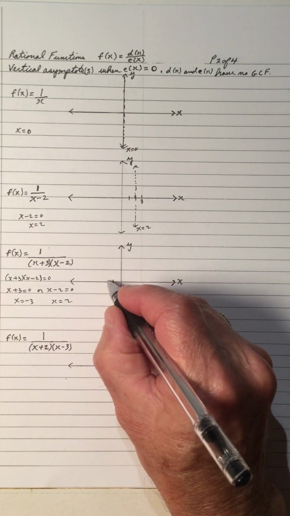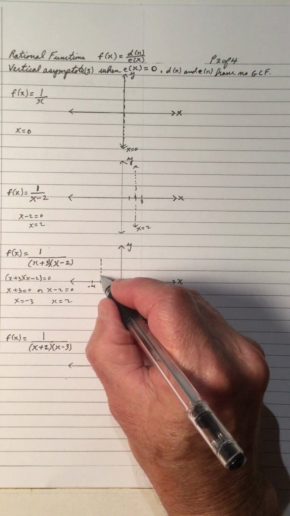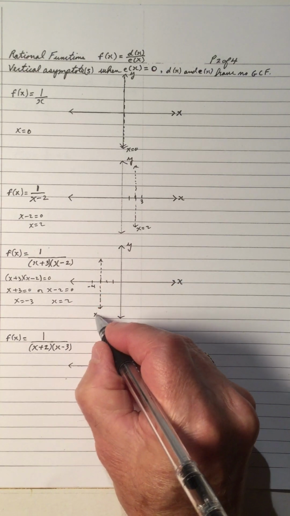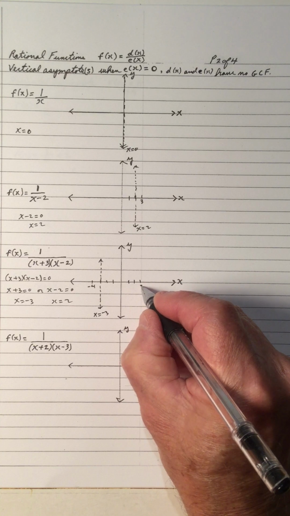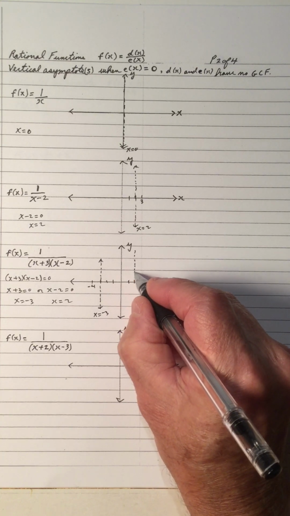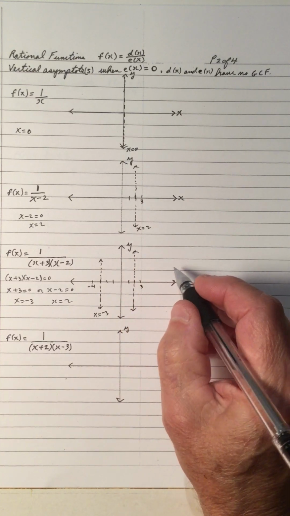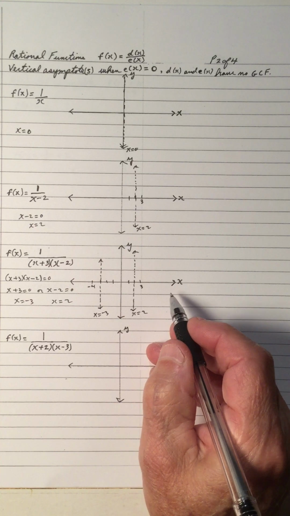So x is negative 3. Let's make that a negative 4. So negative 3 is a vertical asymptote right there. And x equals 2. Let's make that a 3 and go down here at 2. So this one has two vertical asymptotes, at x equals 2 and x equals negative 3.